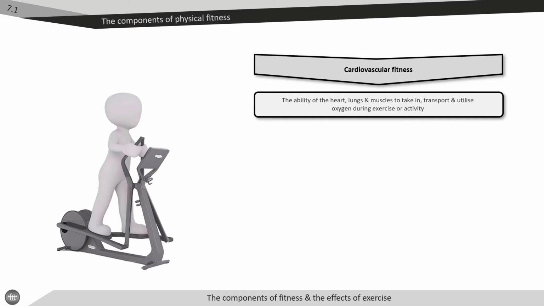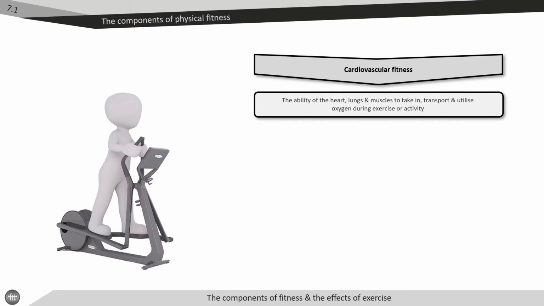Activities which improve the efficiency of the cardiovascular system and increase cardiovascular fitness are those which use large muscles in a continuous and rhythmic way and which elevate the heart rate and respiration rate. These activities include walking, swimming, running, cycling, rowing, and activities such as dancing.